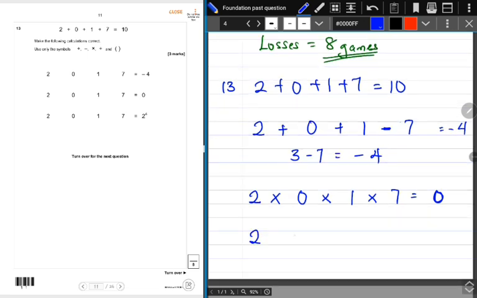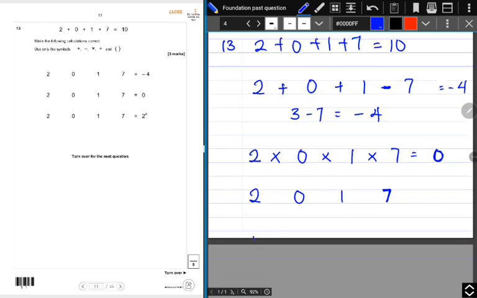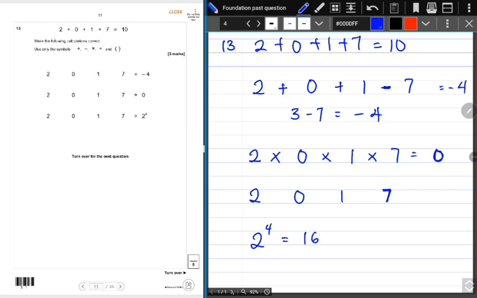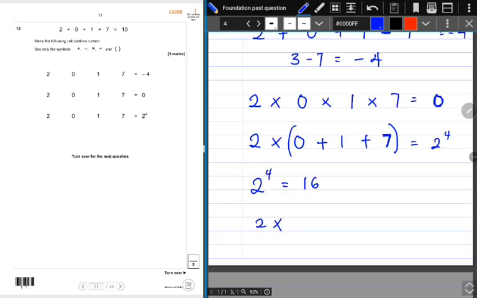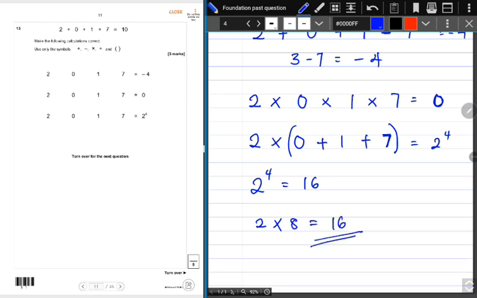And the last one, 2 0 1 7. Don't forget 2 to the power of 4 is 16. So if you need 16, let's see what we have to do here. We need 16. So this is 2 to the power of 4. Okay, let's do it this way. Let's multiply this and add all these into a bracket. So this is going to be 2 times, 0 plus 1 is 1, plus 7 is 8, which is going to give us 16. So these are the signs we need in these calculations.